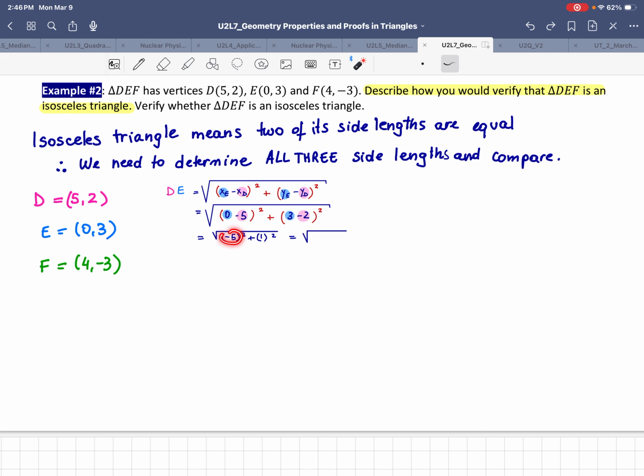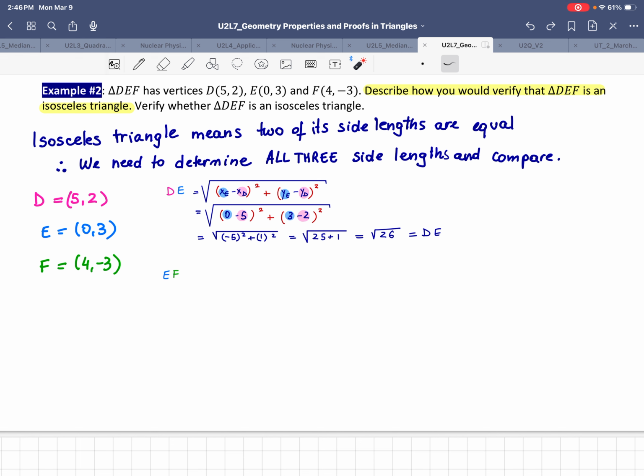Negative 5 squared is 25, positive 1 squared is 1, and we get that the length of DE is equal to the square root of 26. Normally, we try to also simplify the square root if possible, and we do this by taking out the perfect square factors, but in this case 26 only has the factors 2 and 13, both prime numbers, and neither one of them is a perfect square factor, so that should be the most simplified form.